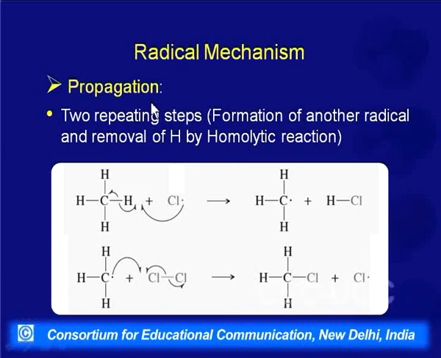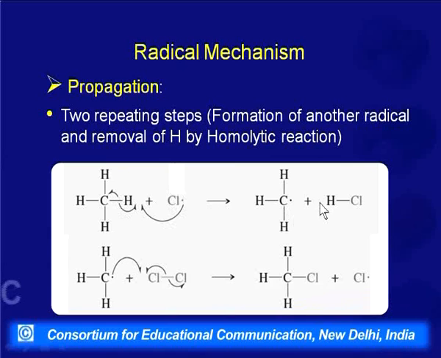So, the next step is propagation. Once a radical is formed, triggered by the presence of sunlight or by a photoreaction, the next step is 2 repeating steps: formation of another radical and removal of hydrogen by homolytic reaction. So, this radical will react with the methane molecule and it will lead to the homolytic fission of the carbon hydrogen bond. As a result, we form one methyl radical and the chlorine radical itself gets neutralized into HCl.